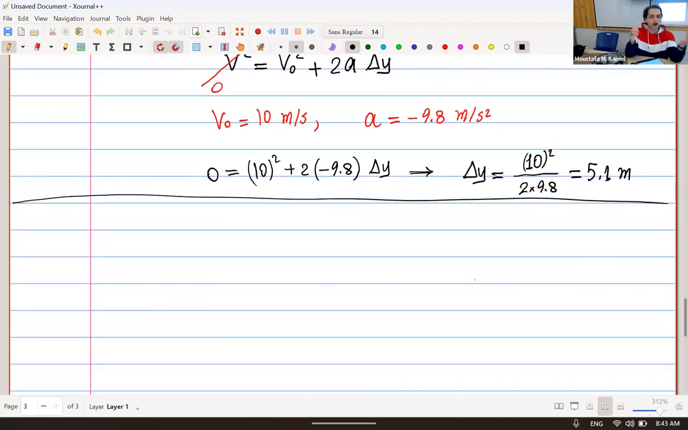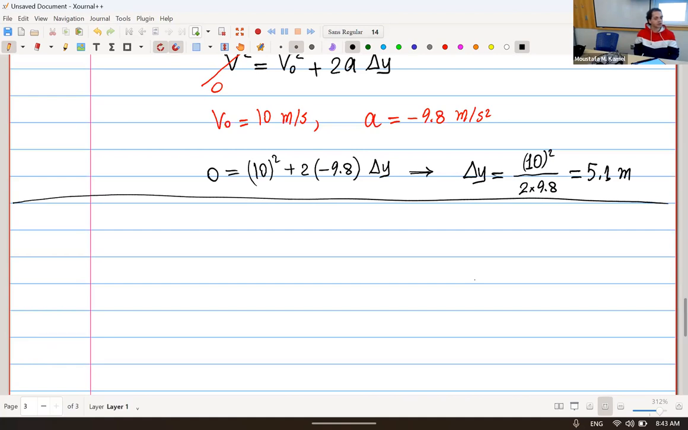So that's it. Falling objects are just ordinary motion with constant acceleration. It just happens that this constant acceleration is downwards with value 9.8 meters per second squared for all objects. And then you use the exact same techniques as for ordinary kinematics.